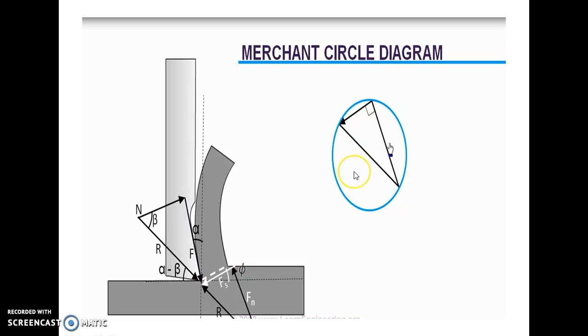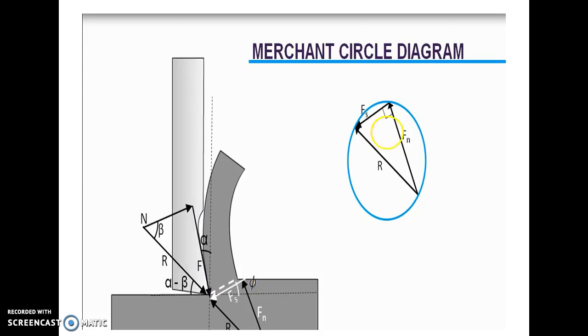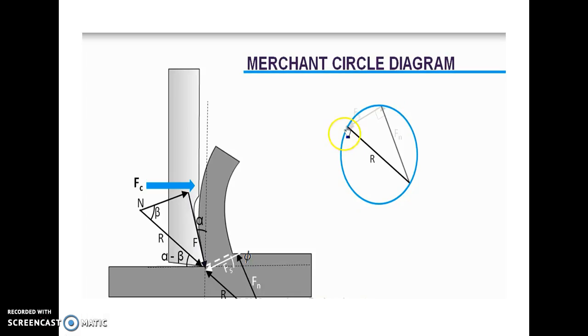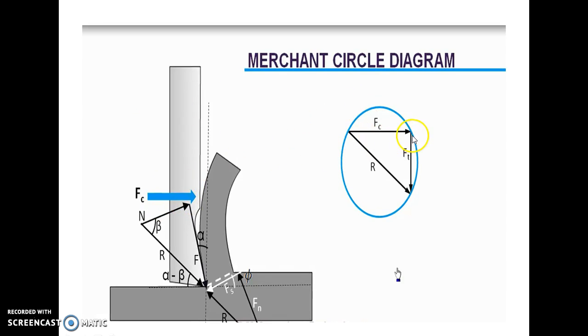So this right angle triangle in the Merchant circle represents the following forces: the shear force, the normal force, and the resultant force R. Now back to the basic question: how to determine the cutting force Fc? We know the cutting force is parallel to the tool motion, so what we have to do, we will just mark a parallel line over here, like this. So this will be the magnitude of the cutting force. If you draw one more line orthogonal to the cutting force, that will be known as the thrust force.